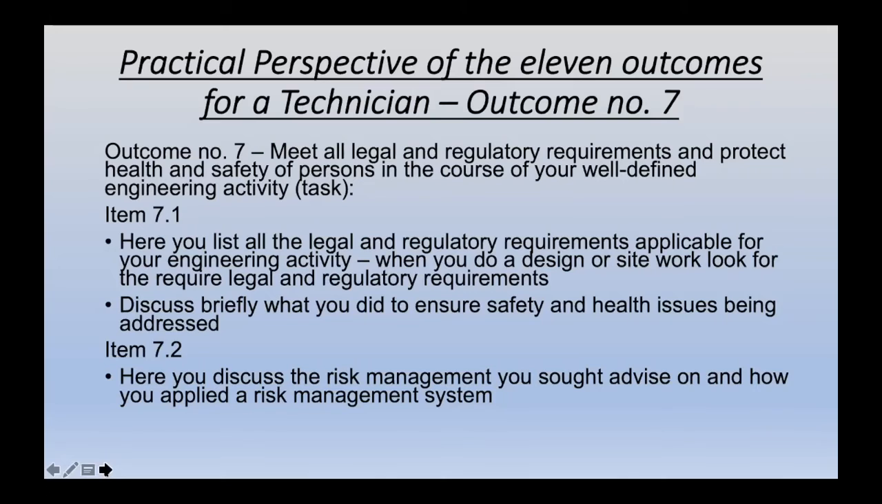Discuss briefly what you did to ensure safety and health issues were addressed. So that is your safety file. How did you go about it to ensure that it was right? Item 7.2. Here you discuss the risk management you sought advice on and how you applied the risk management system. So you go to somebody who does risk management and you look and see what they're doing and see what level it is, the matrix of your risk management. Next slide.